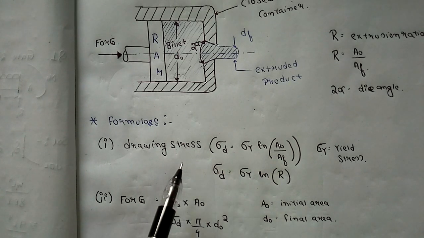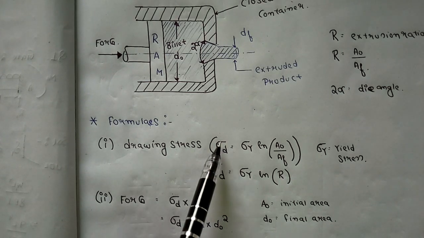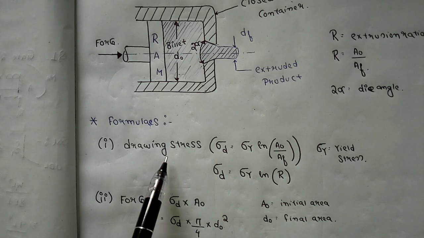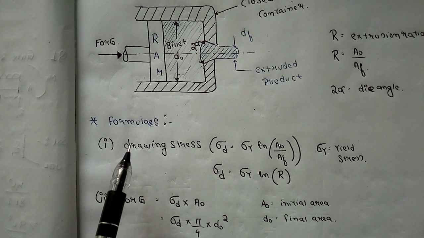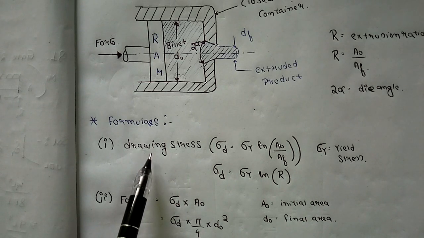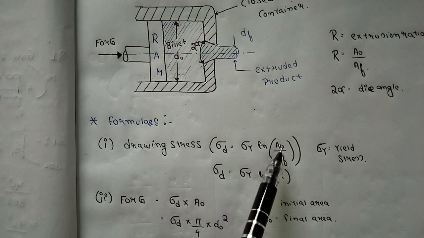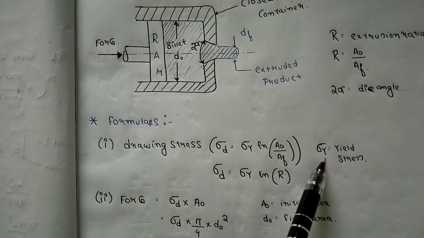Please remember that this drawing stress is for when we neglect friction. No friction is involved in this case. If friction is given in the question, then this formula will not work, but most of the time the questions will say that it is a frictionless case. So for a frictionless case, drawing stress is equal to sigma y into ln A0 by Af, where A0 by Af is given by R, the extrusion ratio, and sigma y is the yield stress.